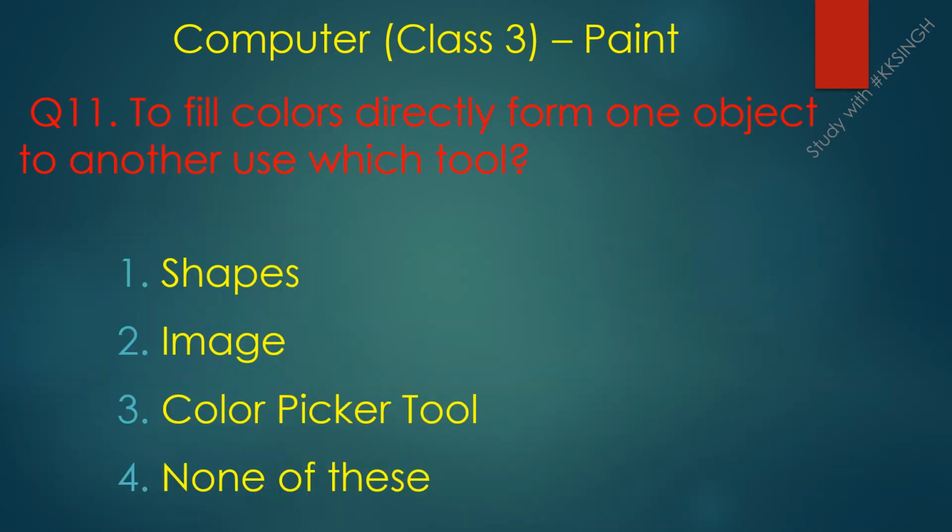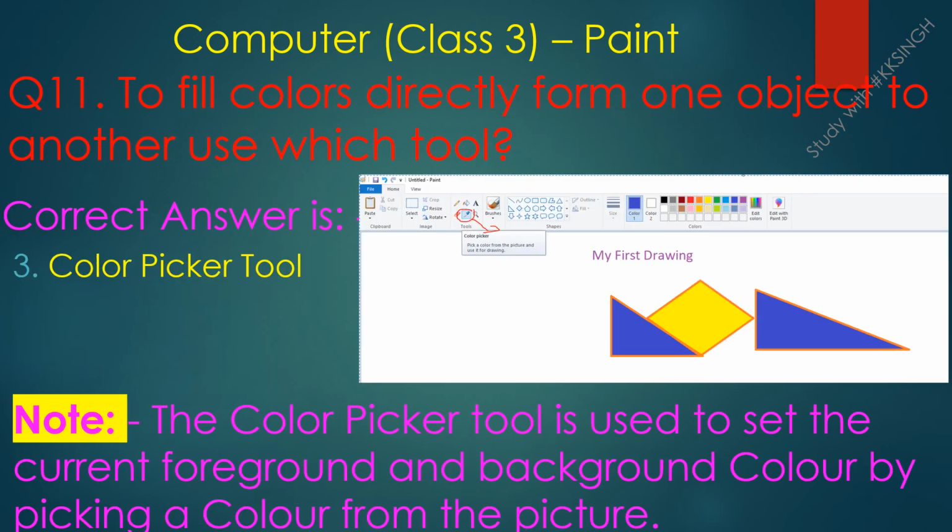To fill color directly from one object to another, which tool is used? Shape, image, color picker tool, none of them. Color picker tool. The color picker tool is used to set the current foreground and background color by picking a color from the picture. Use this tool to fill color directly from one object to another.